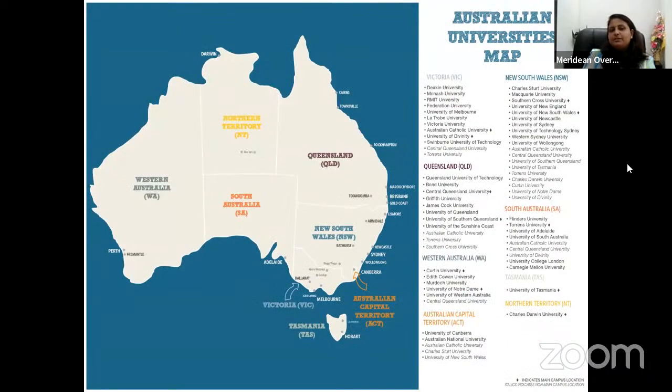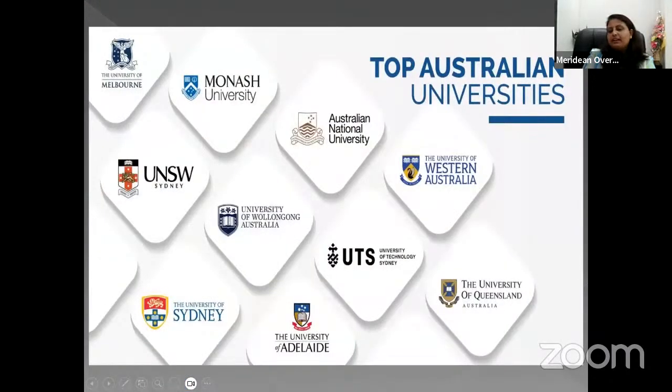Now, this is the map of universities. Since I told you that Australia has been divided into 6 parts: Western Australia, Northern Territory, Queensland, New South Wales, South Australia, and Tasmania. Some top-ranked universities: University of Melbourne, Monash, Australian National University, Western Australia, University of New South Wales, University of Sydney, Adelaide, Queensland. So these universities are the Group of 8 universities.